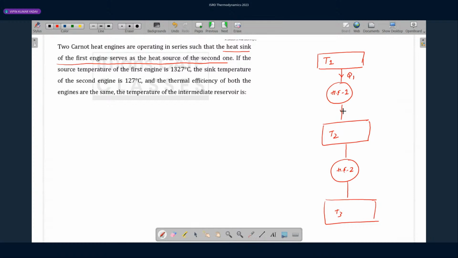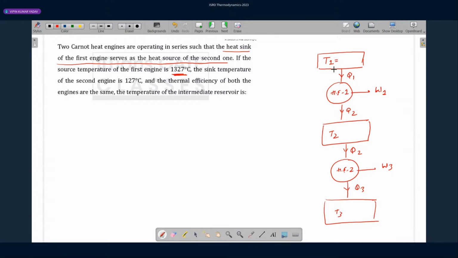So Q1 you are getting, it is rejecting Q2 when producing W1. So same Q2 is rejected here, W3, Q3.